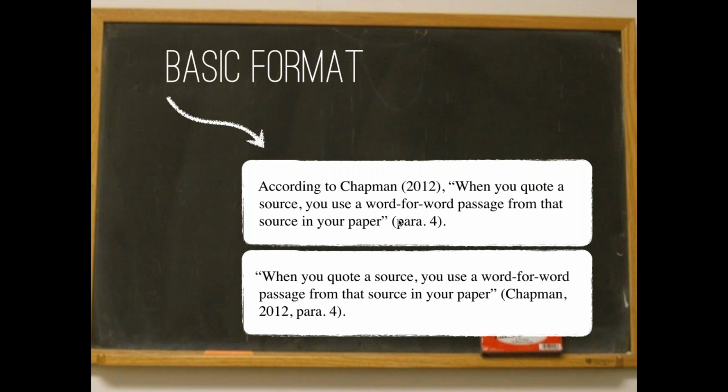Notice we don't have a signal phrase. Instead, we put the author's last name, the year, and the page number or paragraph number at the end of the quote. Either of these formats is acceptable. I think that the signal format is sometimes just a little bit easier to read because you're kind of leading your reader into the quotation. But again, either of them is acceptable.